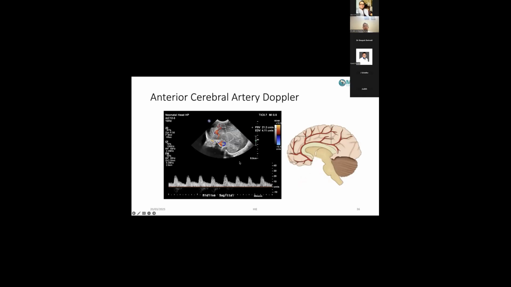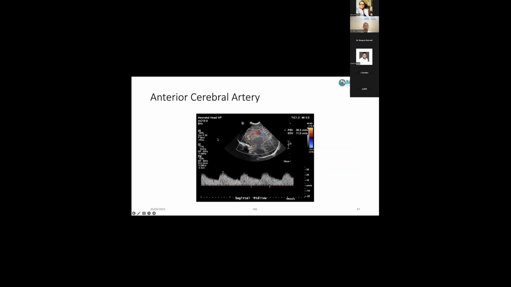So this is how it looks when you are doing the Doppler of the anterior cerebral artery. This is again the sagittal section. This is how it looks in the ultrasound, and that's where we're doing the interrogation. Pick the peak systolic velocity, pick the diastolic velocity, and it does the calculation and gives you the resistive index. This is from the midline sagittal view. Similar thing here, again the anterior cerebral artery from the midline sagittal view.